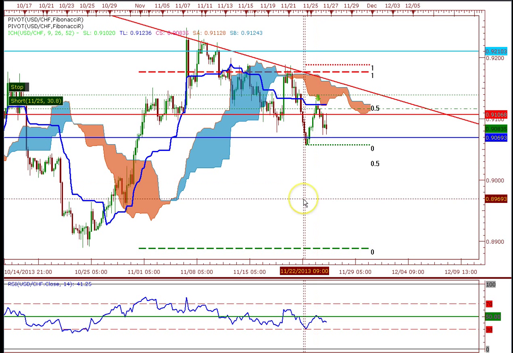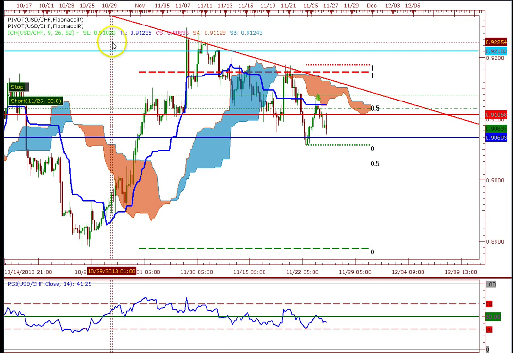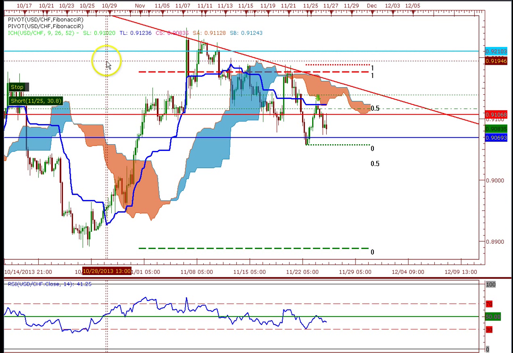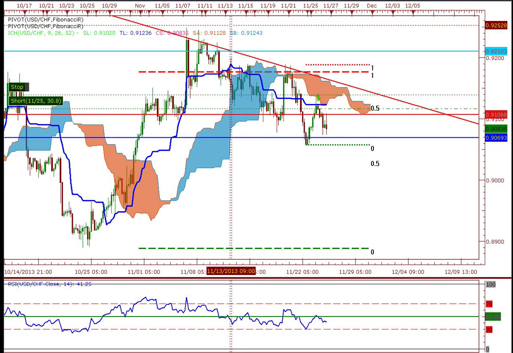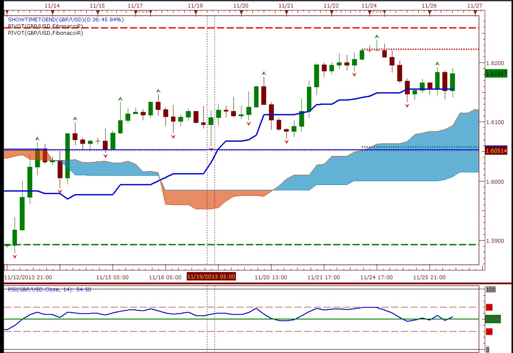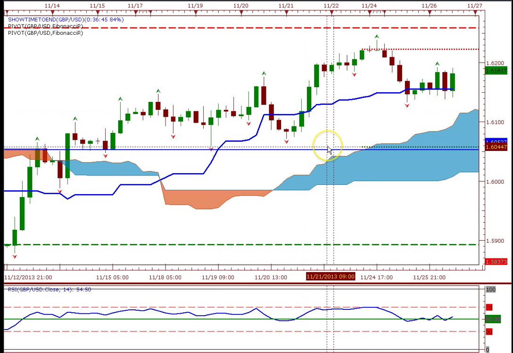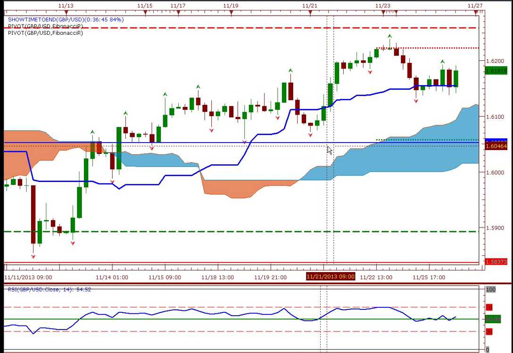Alright, so that's just looking at this USD Swiss franc trade, and showing you guys how you could also look for opportunities. I'll show you another trade that I was looking at. It hasn't moved as much yet. This is the pound dollar 4-hour time frame.